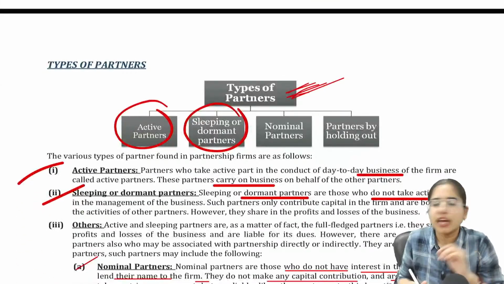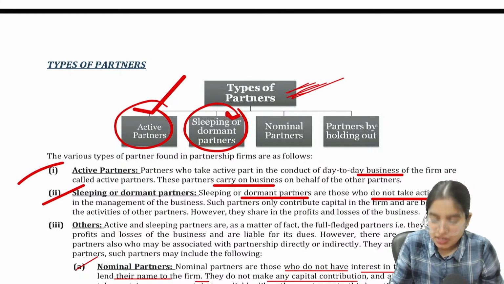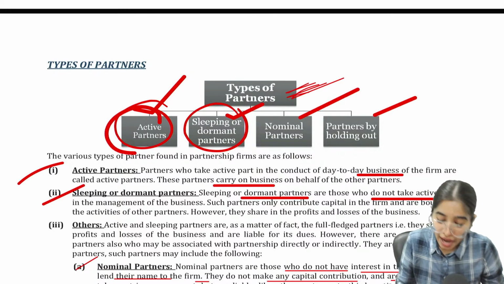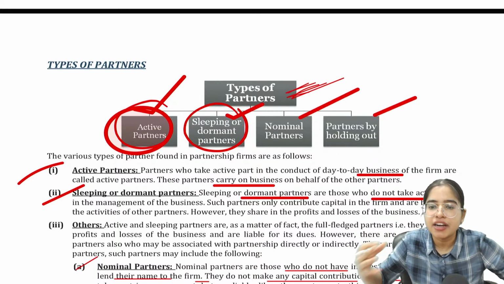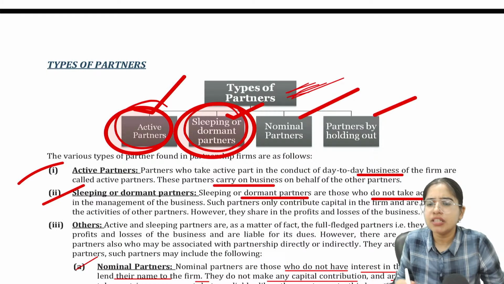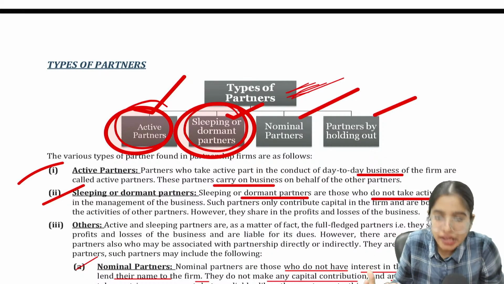Now talking about the types of partners. There are four types of partner: active partner, sleeping or dormant partner, nominal partner, and partnership by holding out. Active partner means who is actively participating in the business, who is managing the day-to-day business. Sleeping partner means he is not managing the business, he is not involved in day-to-day business.